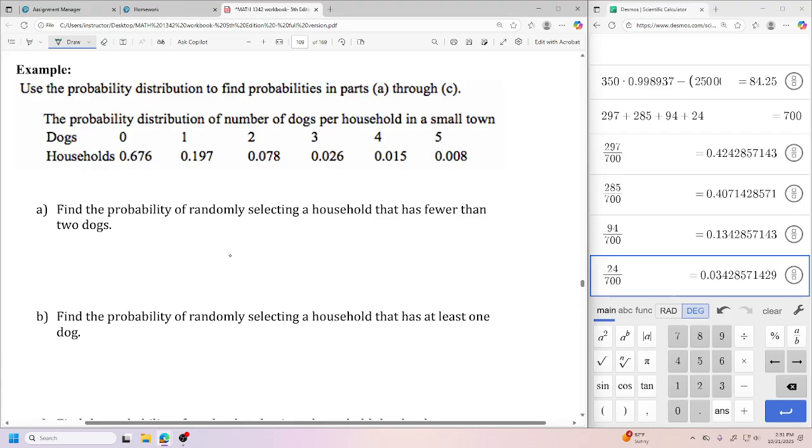Obviously, the probability goes down and down the more we have there. But it says find the probability of fewer than 2 dogs. So, what is fewer than 2? Yeah, 1 or 0. We're going to take these two numbers, add them up, and we're done with that part.